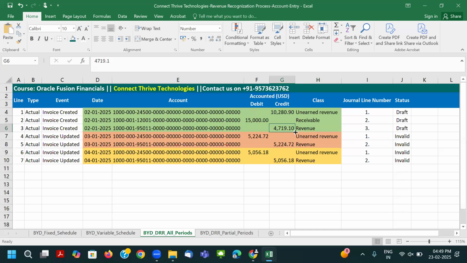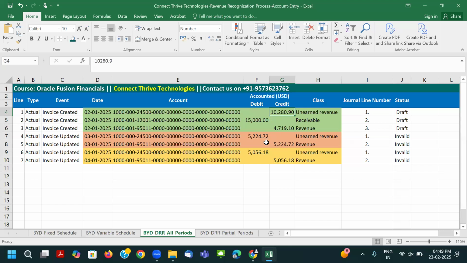Revenue is 4719. It is recognizing out of 15,000. It's a receivable. That means the total invoice amount was paid by the customer in the first month itself. But we shouldn't recognize the total as revenue in the first month because the recharge plan is 3 months. So month wise we have to calculate the invoice. Out of 15,000, if you less this 4719.10, the remaining amount will be parked as unearned revenue. That will again be recognized from unearned revenue for the second month.